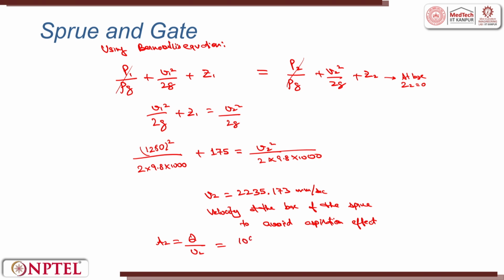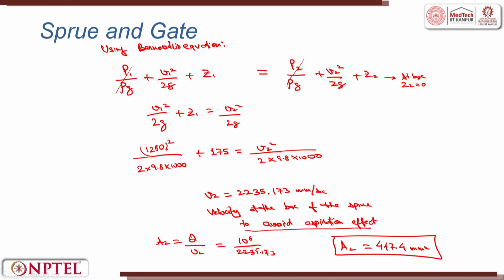So, this is equal to 10 raised to power 6 by 2235.173. So, I got my value of area as 447.4 millimeters square. I am going to put the same statement here. This is the area at the base of the sprue to avoid aspiration effect.